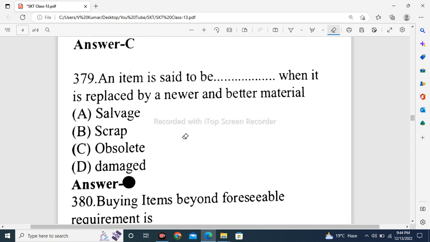Next, an item is said to be dash dash when it is replaced by a newer and better material. A. Salvage, B. Scrap, C. Obsolete, D. Damaged. Answer is C, obsolete. An item is said to be obsolete when it is replaced by a newer and better material.